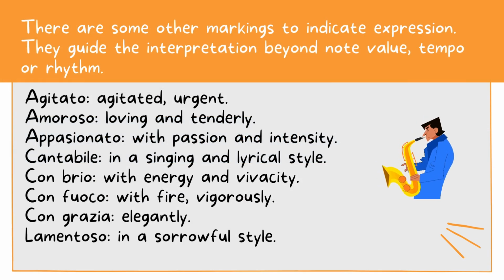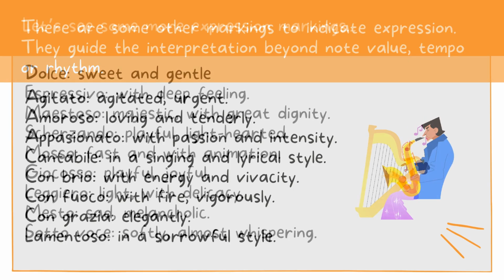There are some other markings to indicate expression. They guide the interpretation beyond note value, tempo, or rhythm. Hear the Italian word and their meaning. Agitato, agitated, urgent. Amoroso, loving and tenderly. Appassionato, with passion and intensity. Cantabile, in a singing and lyrical style. Con brio, with energy and vivacity. Con fuoco, with fire, vigorously. Con grazia, elegantly. Lamentosa, in a sorrowful style.